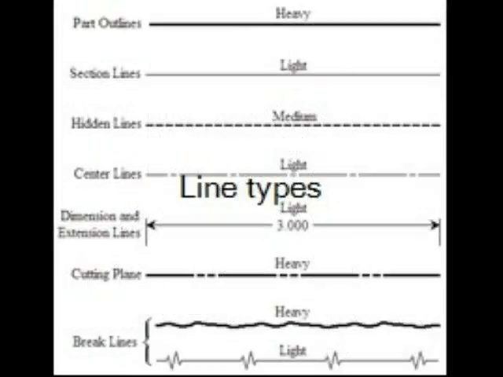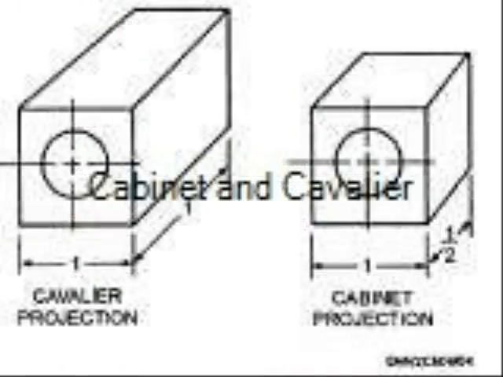The next picture is of line types. These are the types of lines commonly used in engineering. They are as follows: part outlines, section lines, hidden lines, center lines, dimension and extension lines, cutting plane, and break lines.